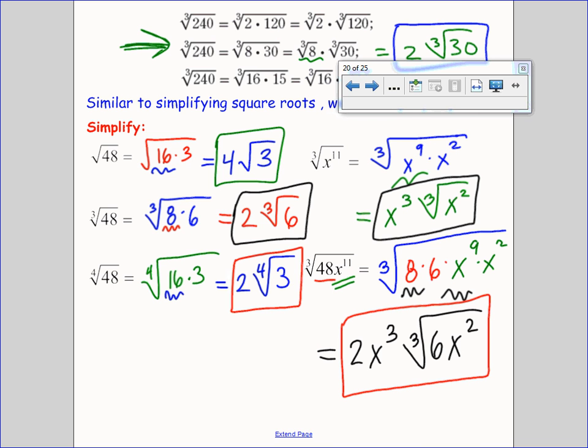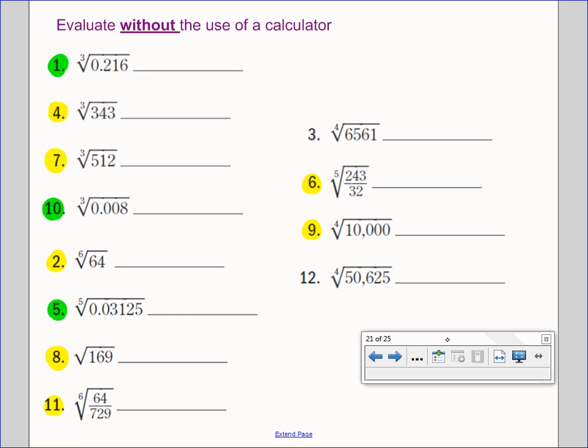Okay, we're going to have to practice this, particularly with those variables. So let's take a look at some of these to simplify. We're all going to do the yellows, and the greens are stretchers. Let's simplify the cube root of 343.